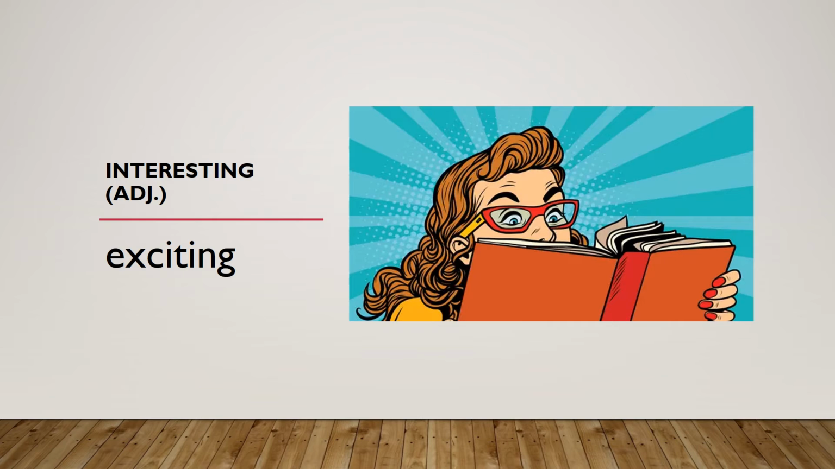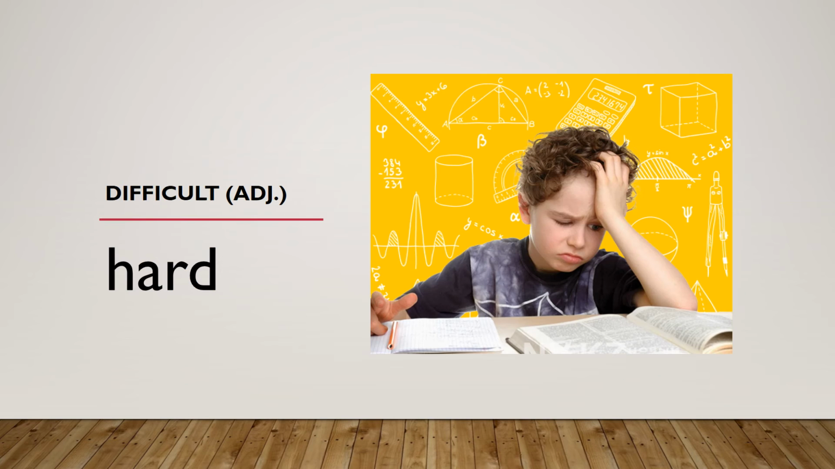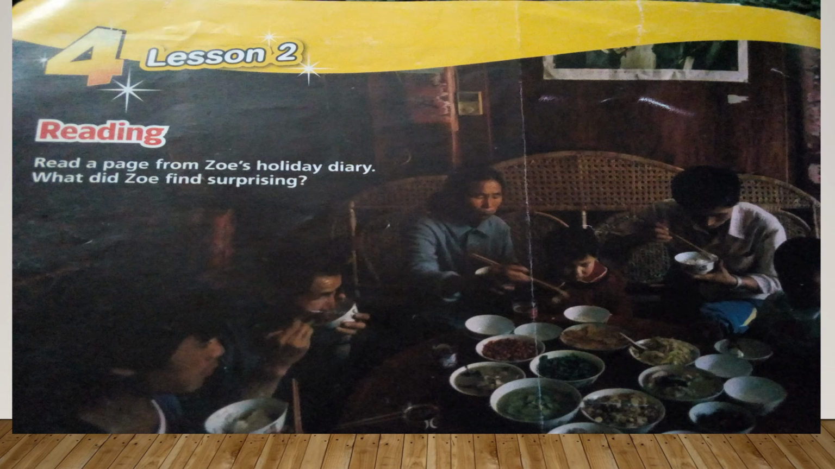Interesting is an adjective which means exciting. This is an interesting book. It's exciting. Difficult is an adjective which means hard. The exam was difficult. It was hard. This question is difficult. It's hard.